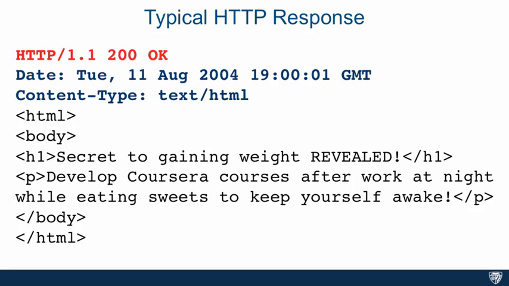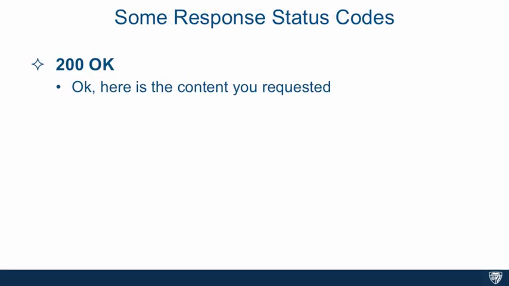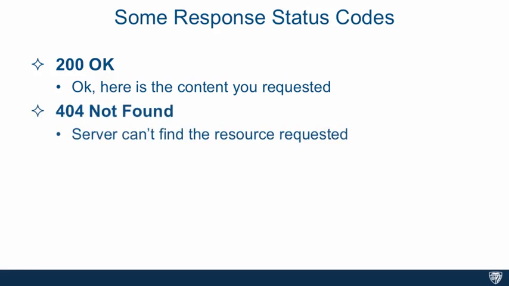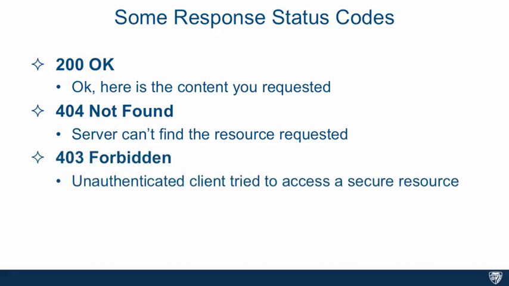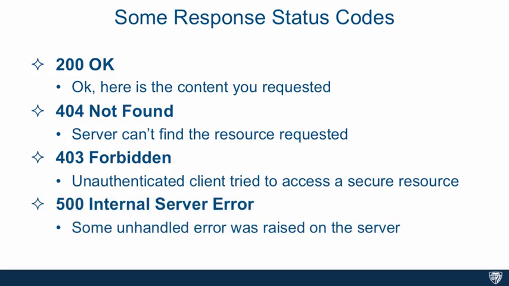So let me show you some common response status codes. One of them is 200 OK, and that basically means the server is saying, OK, I got your request, and here's the content you requested. Another one is 404 Not Found, and in this case, the server says, I just can't find the resource that you requested. 403 Forbidden means that for whatever reason, the server thinks that the client, your browser, is unauthenticated and tries to access a secure resource that requires some sort of username and password or a certificate or something like that.